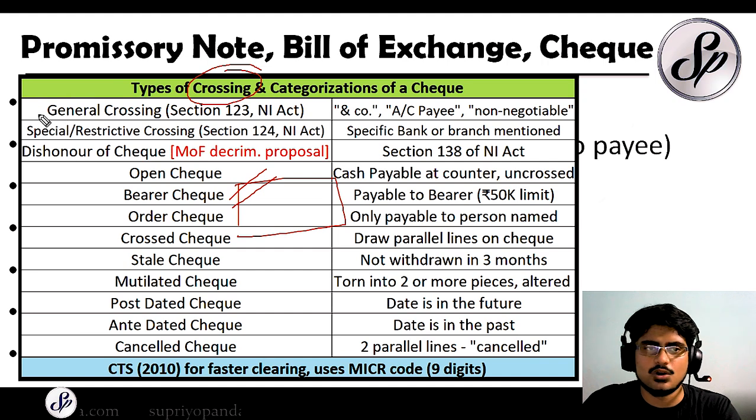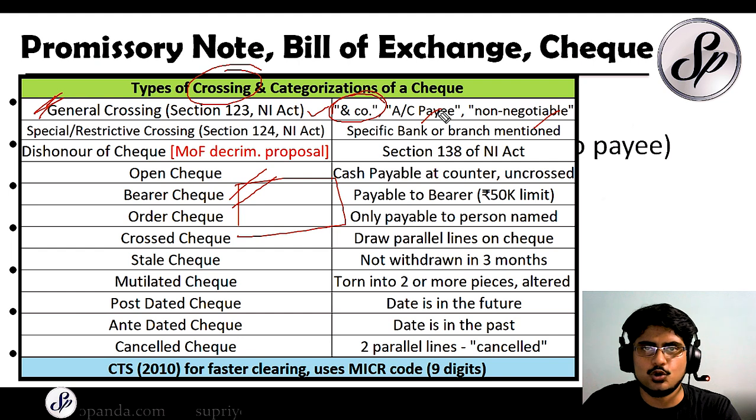Now there is something called a general crossing. General crossing means that you are using something like and company, or account payee, or non-negotiable. If you are doing this, it is governed under section 123 of the Negotiable Instruments Act. And this general crossing just makes the check a little bit more safe. So you can only get the payment under these conditions. This and company, this and CO, you might have seen in some checks. What happens there? This means that the person who is named on the check, along with that, the company that is named, they can also get the payment. So that is the and co.